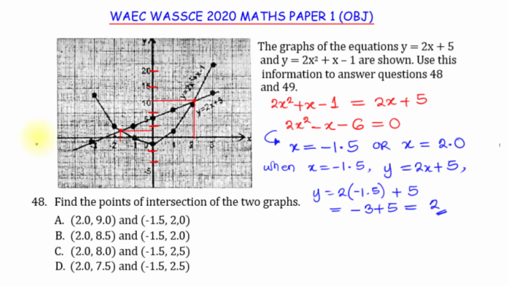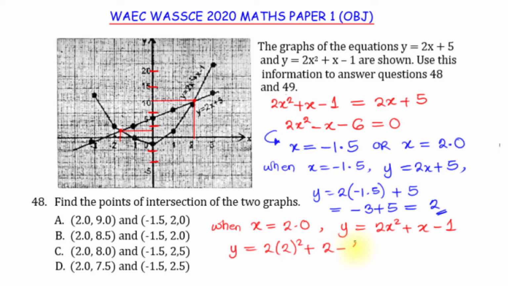In the second case, I can say I want to use the other, quadratic equation, because if we use any of them, we are going to get the same answer. So in the second case, when x is equal to 2.0, I want to use y equals 2x squared plus x minus 1. In that particular case, y will be 2 multiplied by 2 raised to power 2, plus x, that's 2, minus 1. 2 raised to power 2 is 4. 4 times 2 is 8. So we have 8 plus 2, which is 10, minus 1, and that is 9.